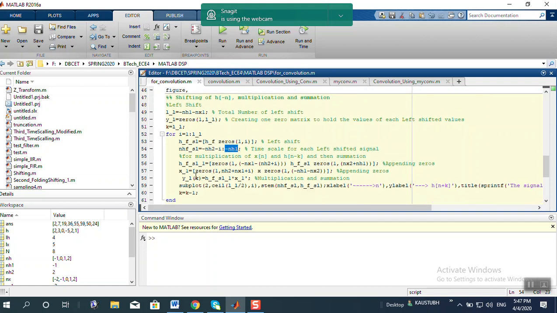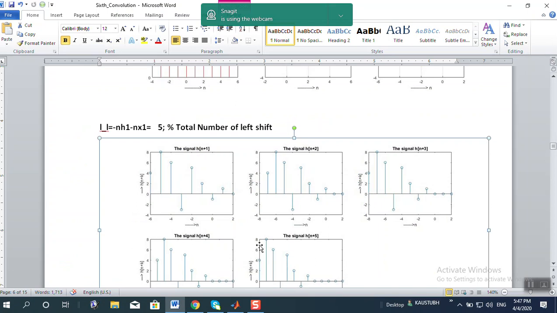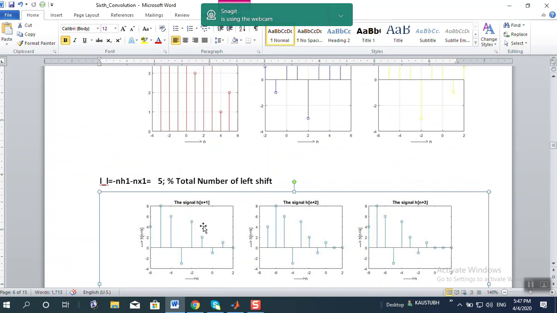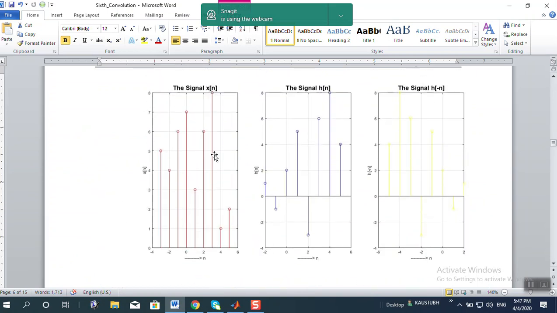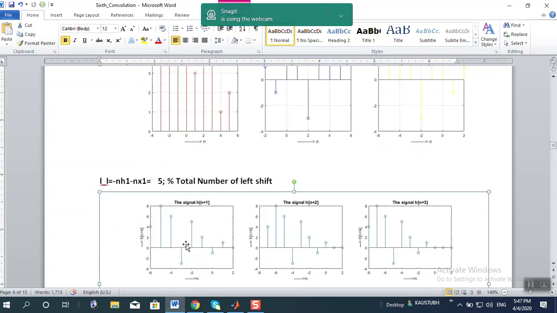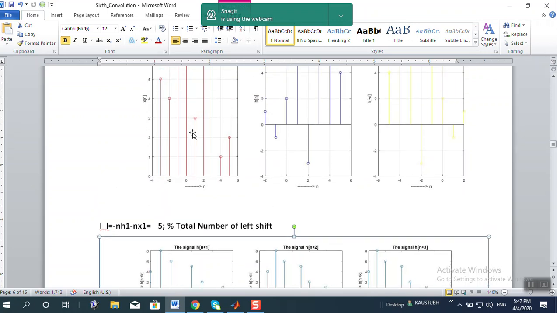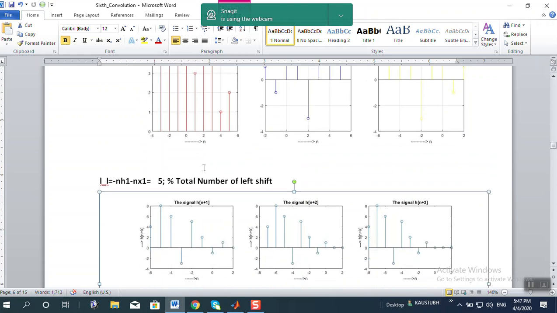Then multiplication. For multiplication, as you know, we did multiplication and addition in a previous program. For now, what to do? This signal, shifted 1 unit, has to be multiplied with this one. While doing multiplication, it is always sample by sample multiplication. So for that, I have to equalize the number of samples, and also the corresponding indexed samples will be multiplied.